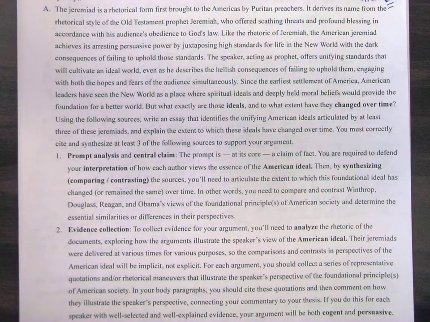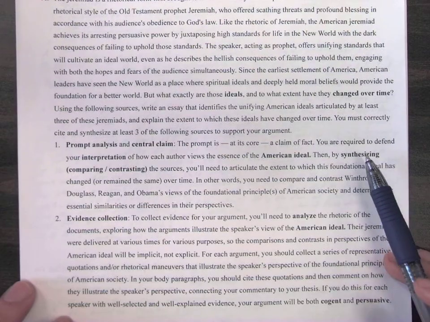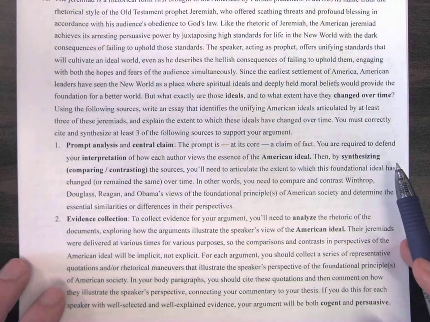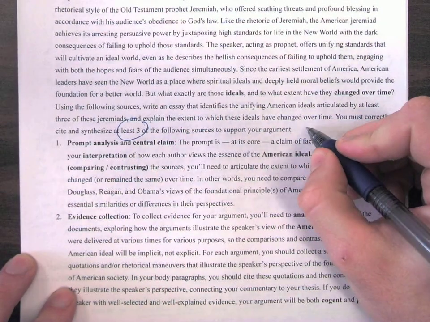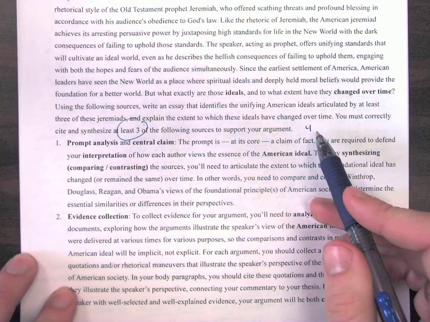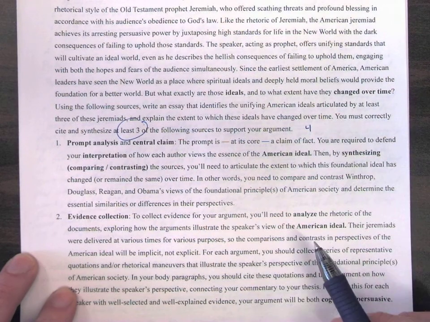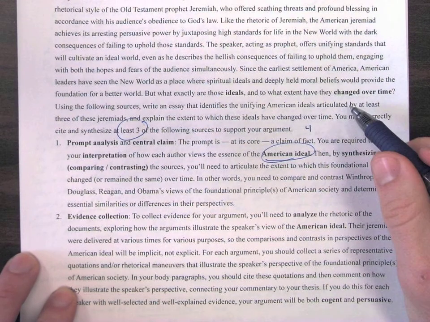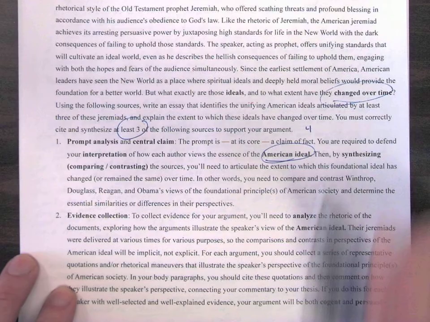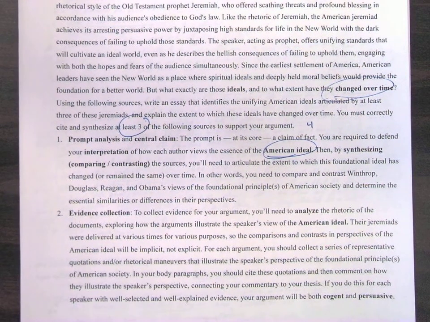So let's quickly review what the prompt is asking us to do. It's asking us to develop an argument about the extent to which the speakers in at least 3 of the 4 documents that we have in front of us view the American ideal and the extent to which that American ideal has changed over time, as reflected by these very famous, very influential spokespeople of different iterations of American history and society, moving from the colonial period with Winthrop all the way to the 21st century with Barack Obama.